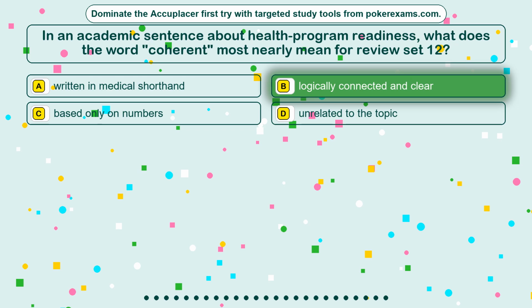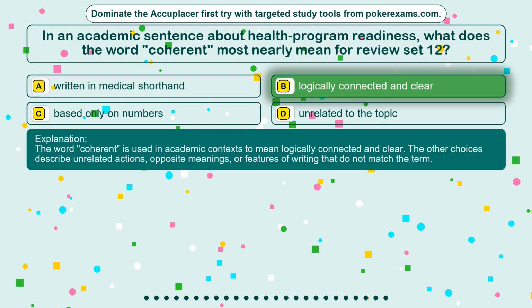The correct answer is option B. Logically connected and clear. The word coherent is used in academic contexts to mean logically connected and clear. The other choices describe unrelated actions, opposite meanings, or features of writing that do not match the term.